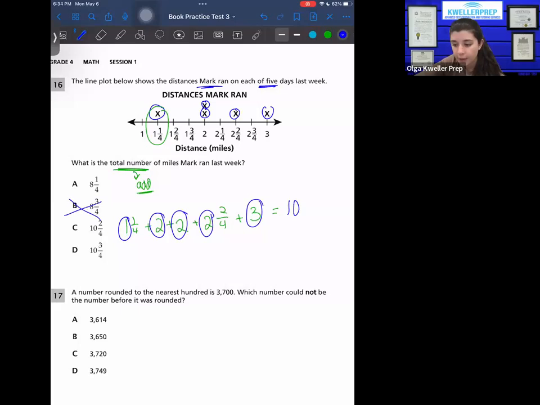So I know that it can't be this. I know it can't be that. And then what about the fractions? I have to add up 1/4 and 2/4. And what does that give me? Excellent, 3/4. So my final answer is 10 3/4.